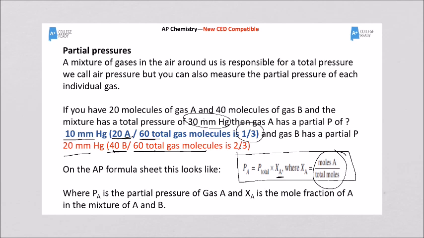Just wanted to go over that so that you could understand this example without even needing this formula. But if you see the formula on the formula sheet, I do want you to understand where that's coming from. So remember this chi is mole fraction.